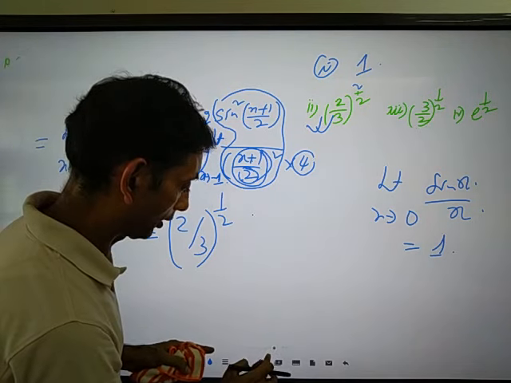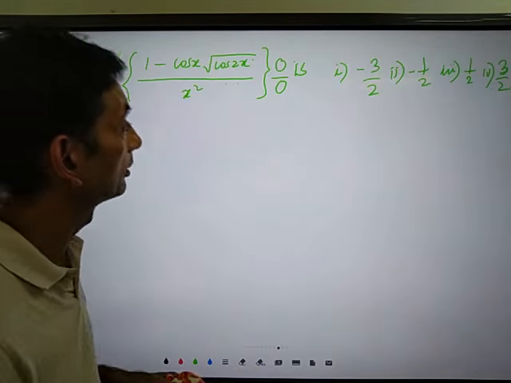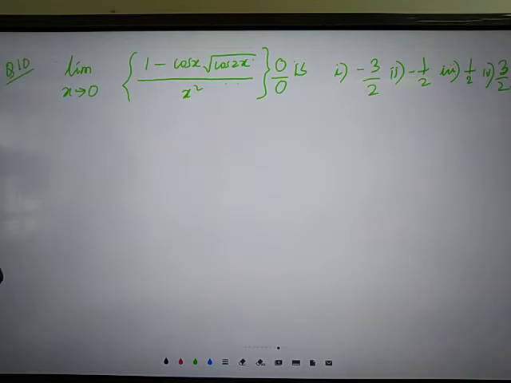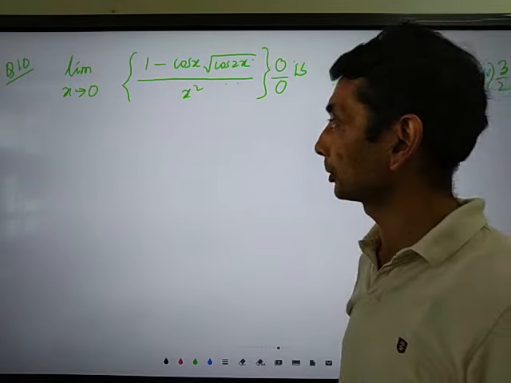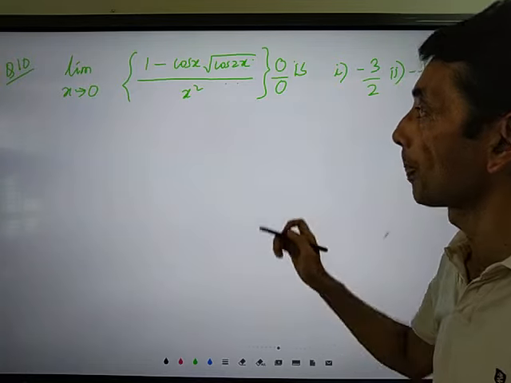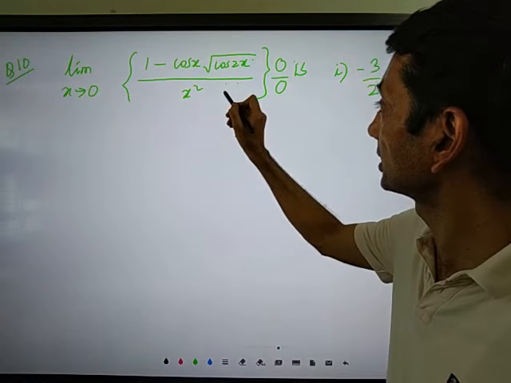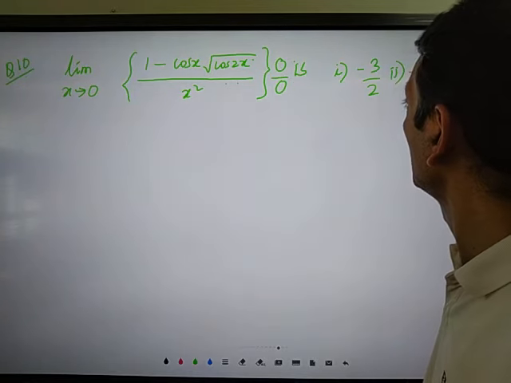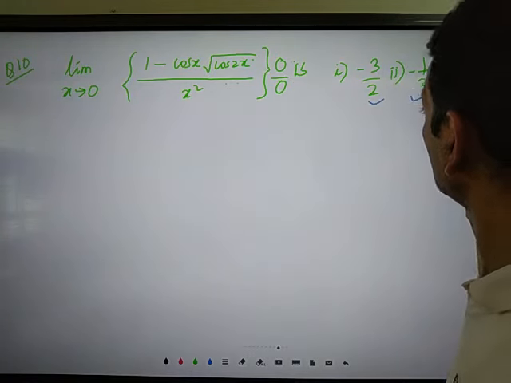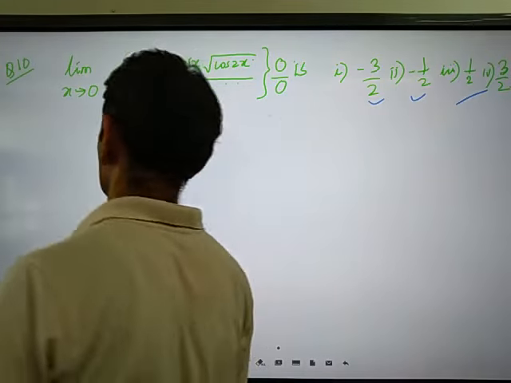Okay, now we'll just move to the next question. What is the next question? That is limit x tends to 0. This is a common question, important and a common question. Let's see the indeterminate form. For x approaches 0, this is 0, and it's already there. This is 0 by 0 form. What are the options? These are the 4 options. Let's see how to solve these questions.